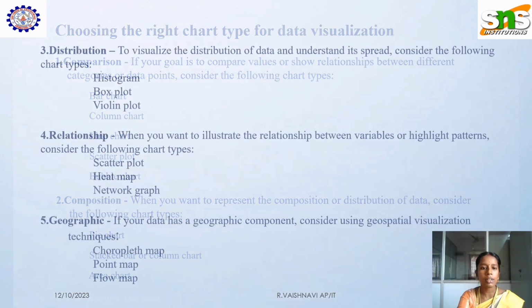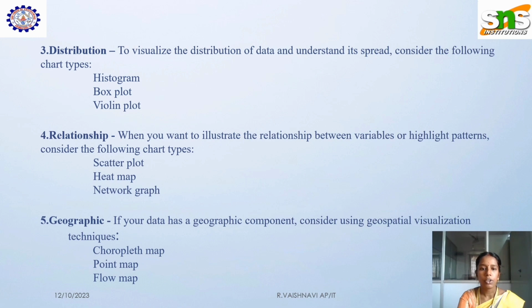Third one is the distribution. To visualize the distribution of data and understand its spread, we have to follow these chart types: histogram, box plot, and the violin plot. An example for this distribution type is to visualize the temperature of a particular city.